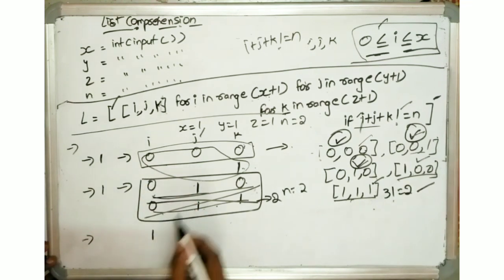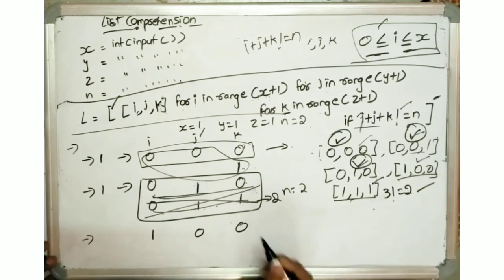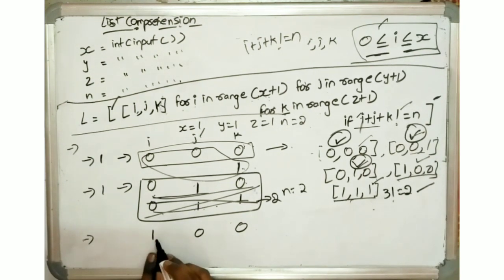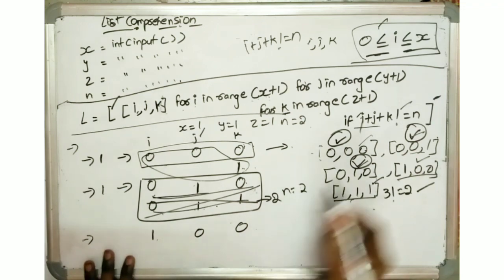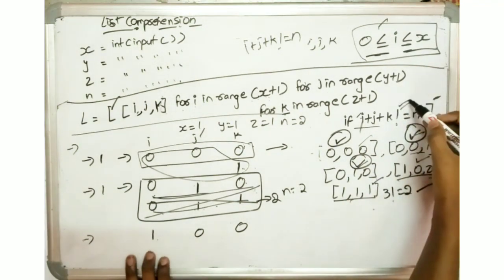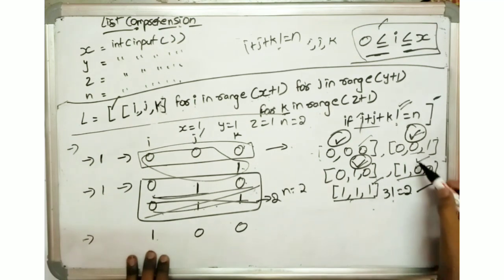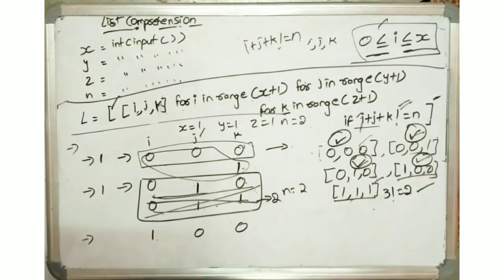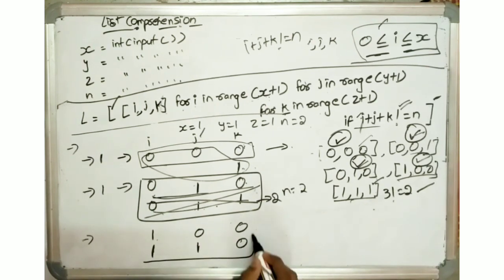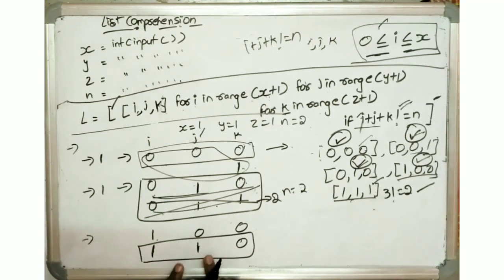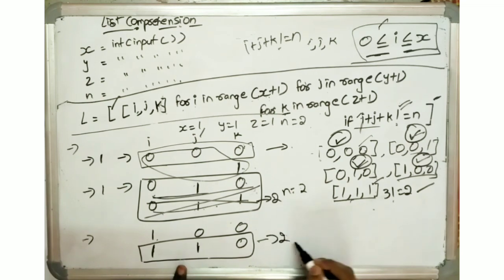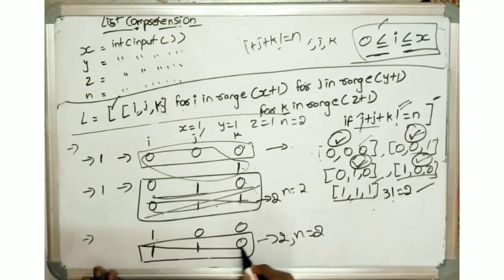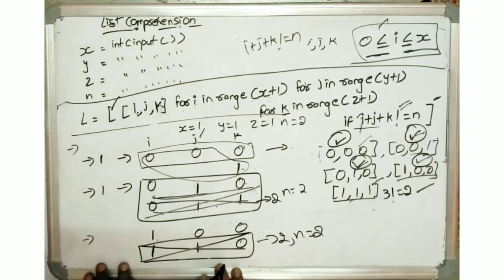The i value is 1, 0, 0. For 1, 0, 0, check the condition. The sum is equal to 1, so it satisfies our if condition. We save it in the list. Okay, 1, 0, 0 is there. Next, 1, 1, 0. Is this satisfied or not? The sum is equal to 2 and the n value is equal to 2. Our condition is not satisfied, so we don't consider this case also.